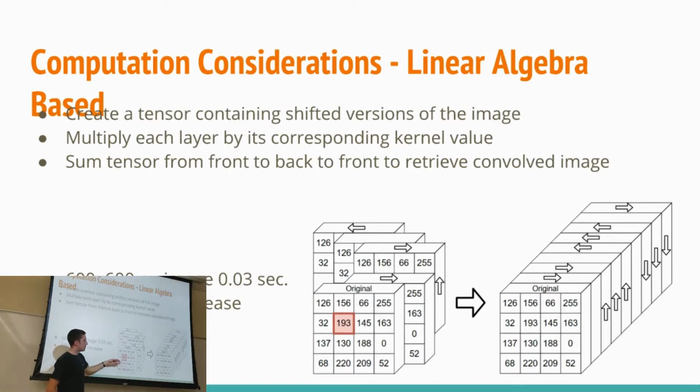Then you multiply by the kernel value for each one of these layers and collapse that entire tensor down by summing them up. That leaves you with a 2-dimensional image that has had the kernel computation done with it. This is much faster. That same 600 by 600 image took about 30 milliseconds instead of 30 seconds, so about a 1,000 times increase. And it's relatively simple code-wise as well, which is nice.